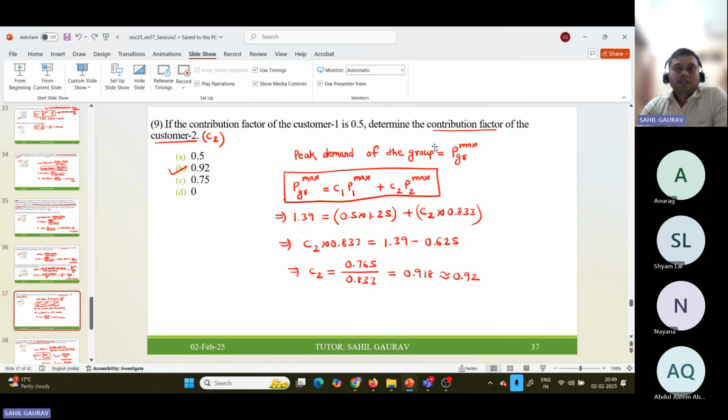Now they have asked about the contribution factor of customer two. Since the contribution factor of customer one is given as 0.5, and we also know the group peak demand and the individual peak demand, from this expression you can find the contribution factor of customer two.